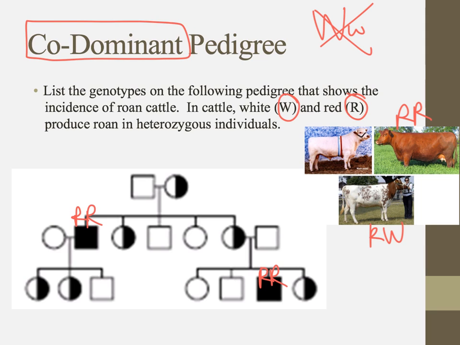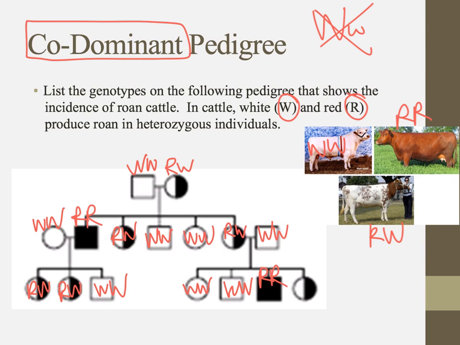So a lot of times in pedigrees for codominance, they will half shade a circle to represent something that is codominant. So here are my codominant individuals. Okay, they are roan, they show both the red and the white spots, and then the rest of them have to be just white, okay? Because the only way to be white, if you are this kind of cow, is to get two white alleles.